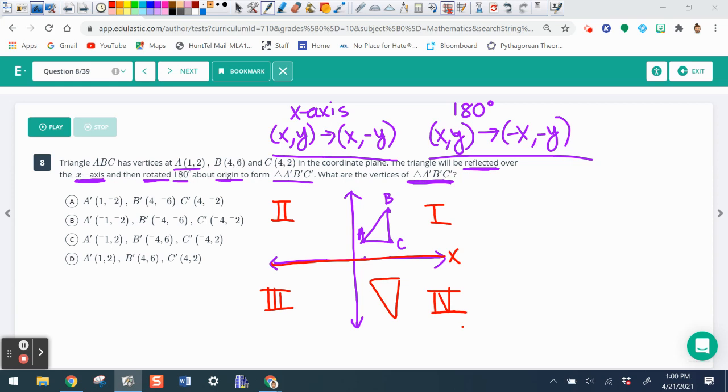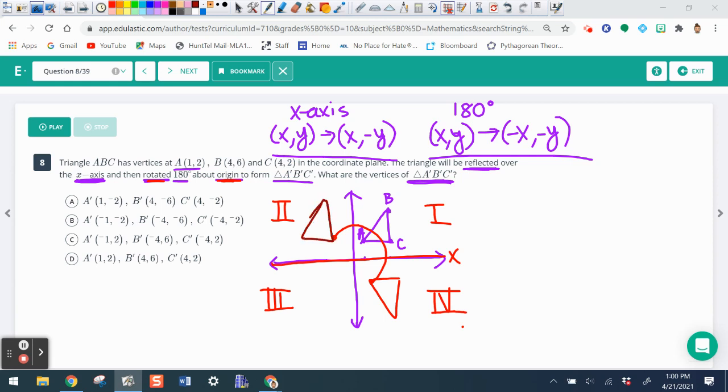Well, after it's in the fourth quadrant, it tells us that it's going to be rotated 180 degrees about the origin. So starting from this point here, rotating 180 degrees around the origin, or half a circle, we're going to end up in, let's use a different color, we're going to end up in the second quadrant.